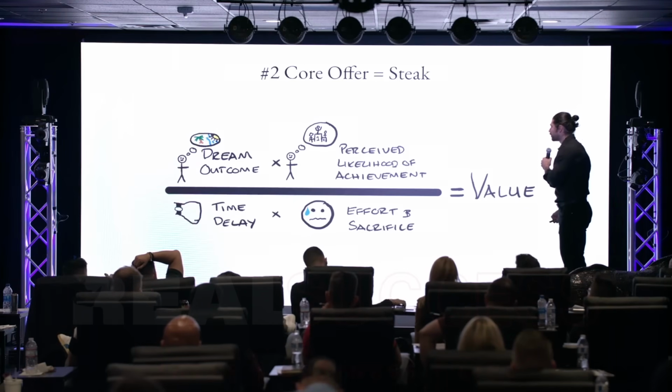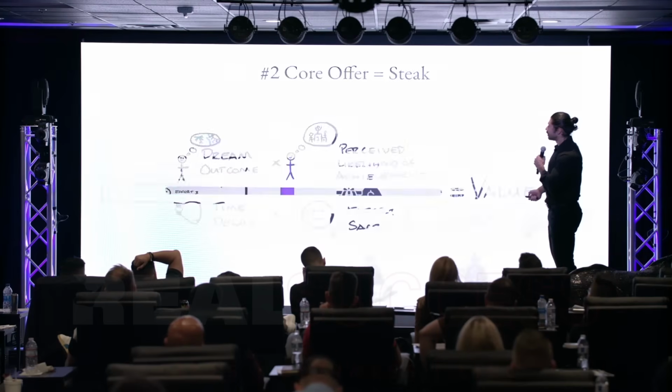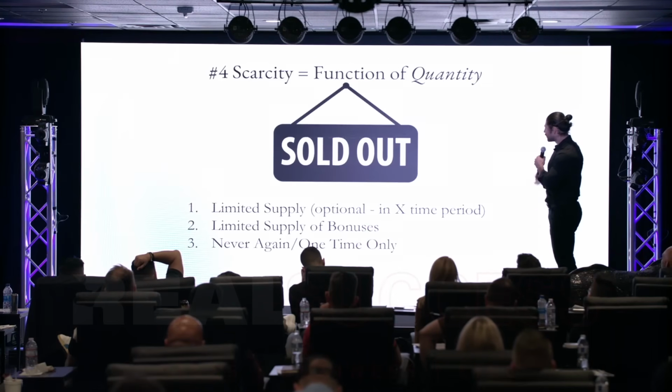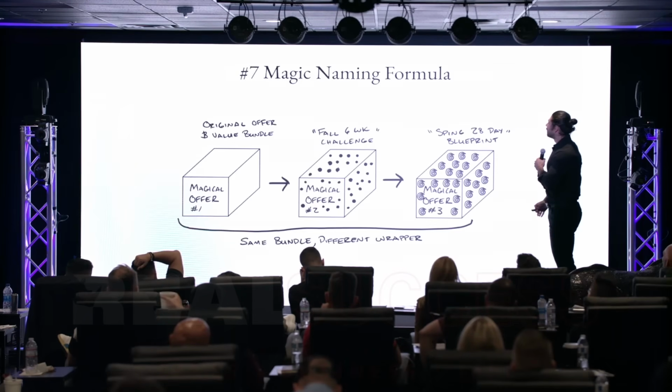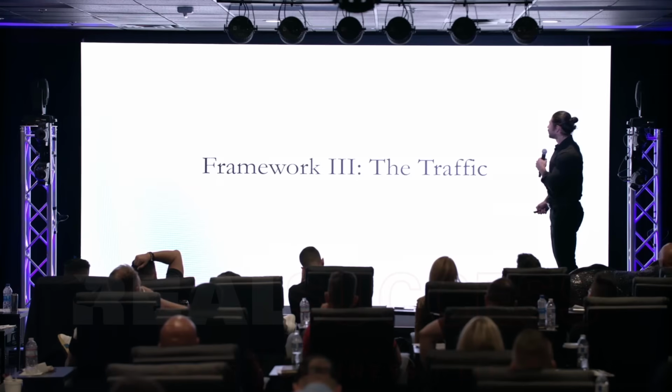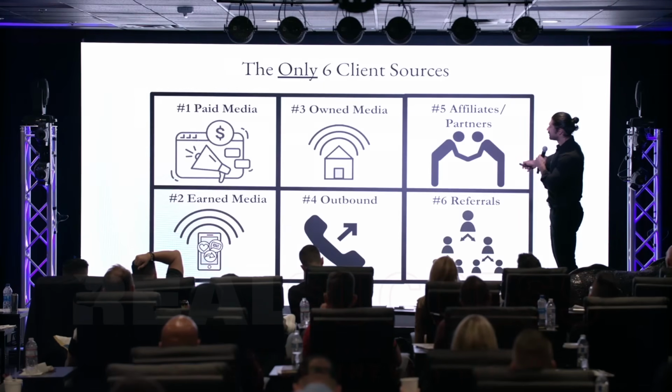The value equation itself we can always use and think back to make your core thing more valuable. There's the visuals for those: scarcity, urgency, guarantees, magic naming formula. The traffic. We talked about this, the 6 different new client sources. Ba-boom, if you didn't get that picture earlier.